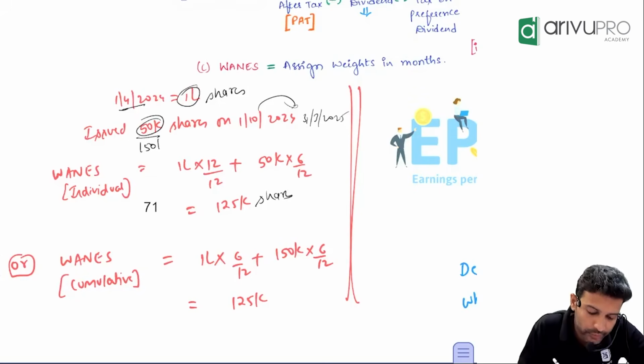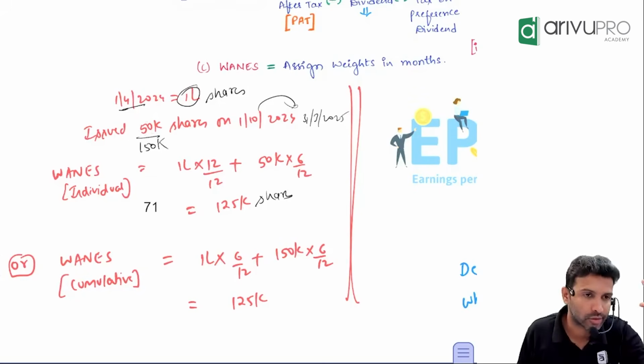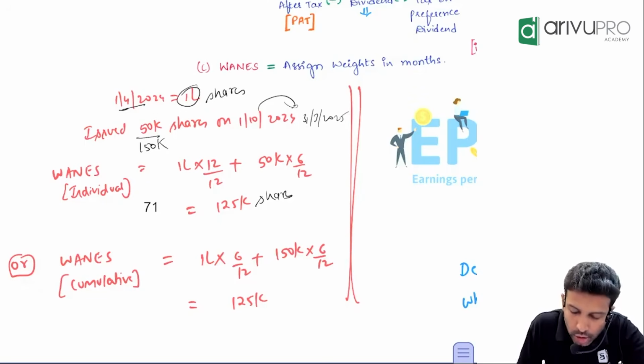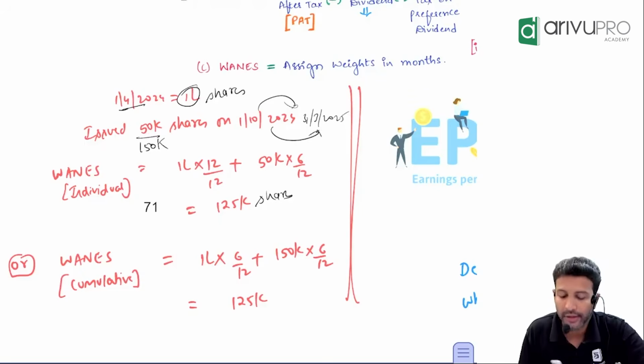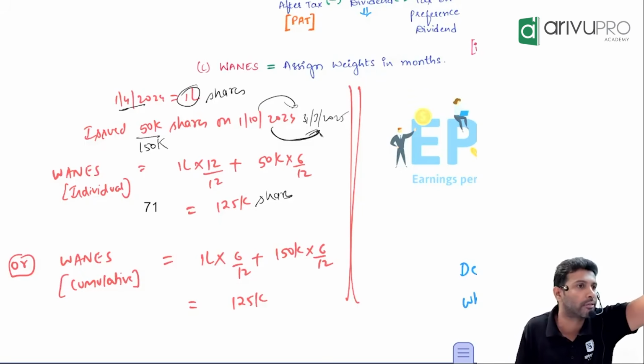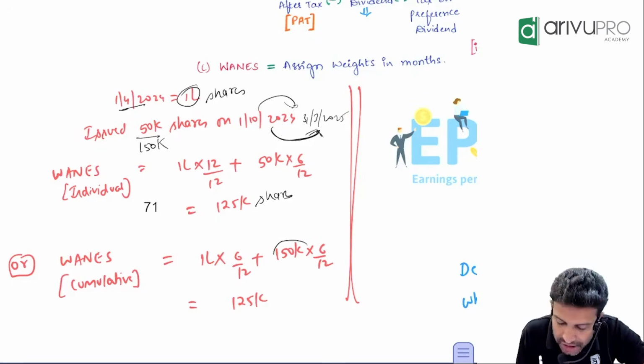1 lakh plus 50,000, which is how much? 1 lakh 50,000. Any more transaction happened or that's all? From 1st October onwards till the end of the year, how many shares did the company have? 1 lakh 50,000. So from here to here, how many months do you count? October, November, December, Jan, Feb, March. How many months? So for the next 6 months, how many shares did the company have?